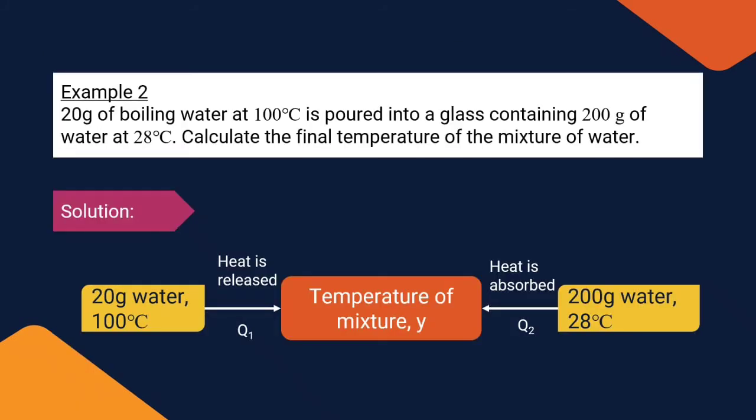Example 2. 20 grams of boiling water at 100 degrees Celsius is poured into a glass containing 200 grams of water at 28 degrees Celsius. Calculate the final temperature of the mixture of water. Heat is released when 20 grams water with 100 degrees Celsius change to temperature of mixture Y. Heat is absorbed when 200 grams water with 28 degrees Celsius change to the temperature of mixture Y.